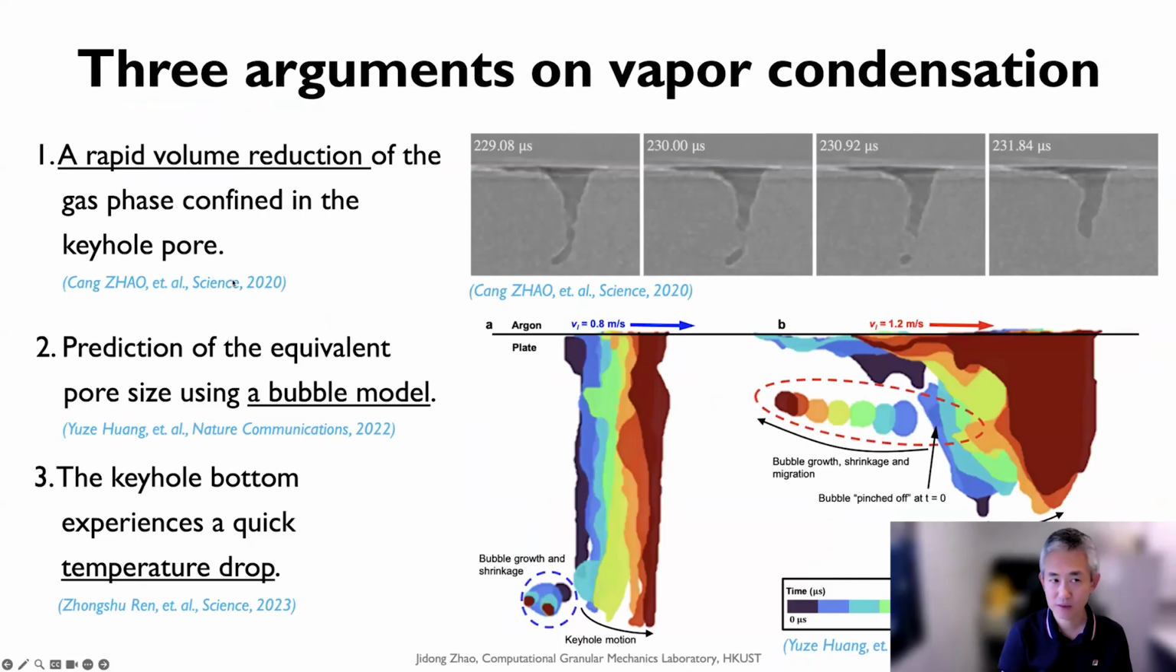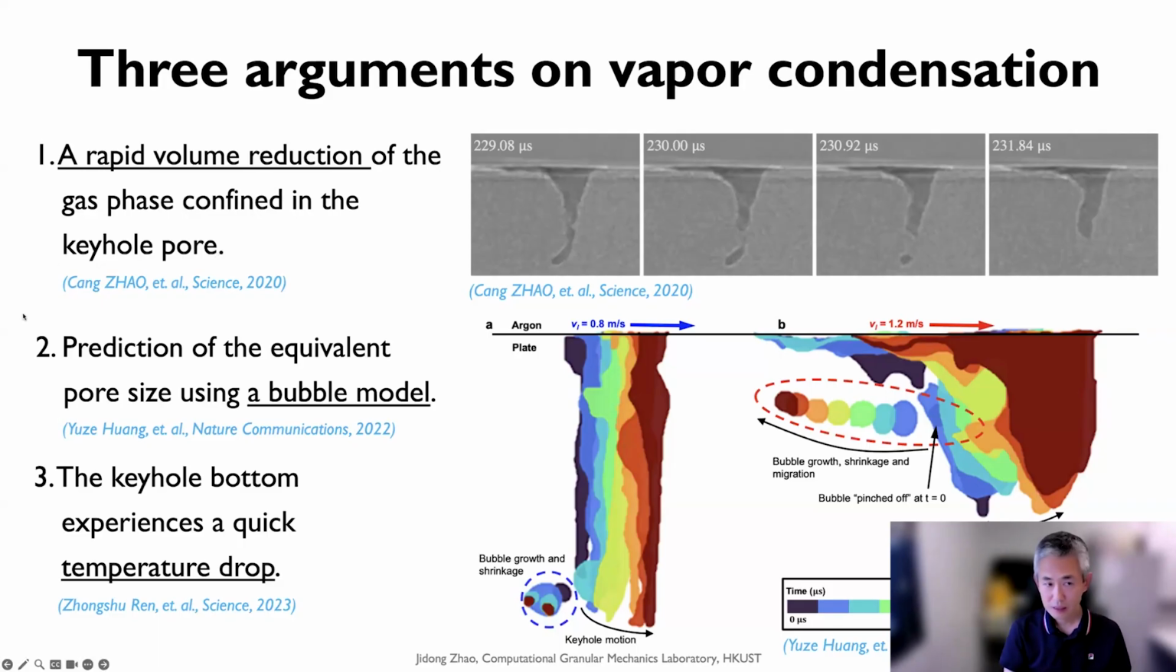According to the science paper, they mentioned that vapor condensation refers to a rapid volume reduction. For example, when the keyhole pore first leaves, it is big, right? And you can see here later on, it rapidly reduces in volume. The volume becomes smaller, sometimes even disappearing totally. Some people argue that this vanishing of the vapor is vapor condensation, from the vapor state to the liquid state.